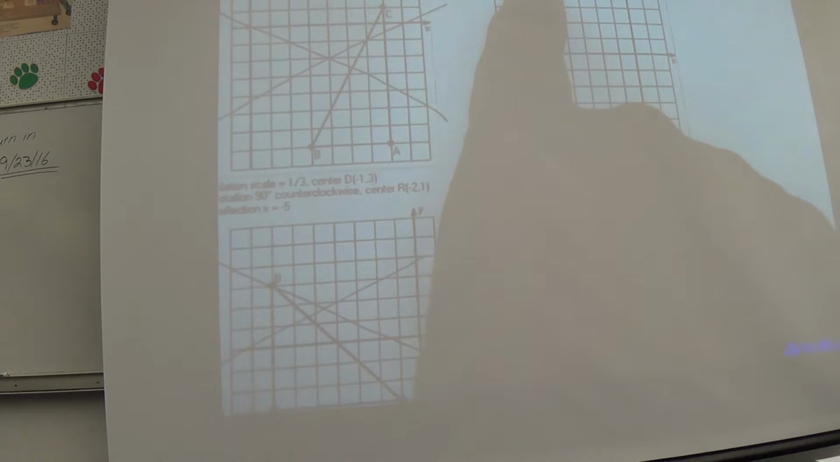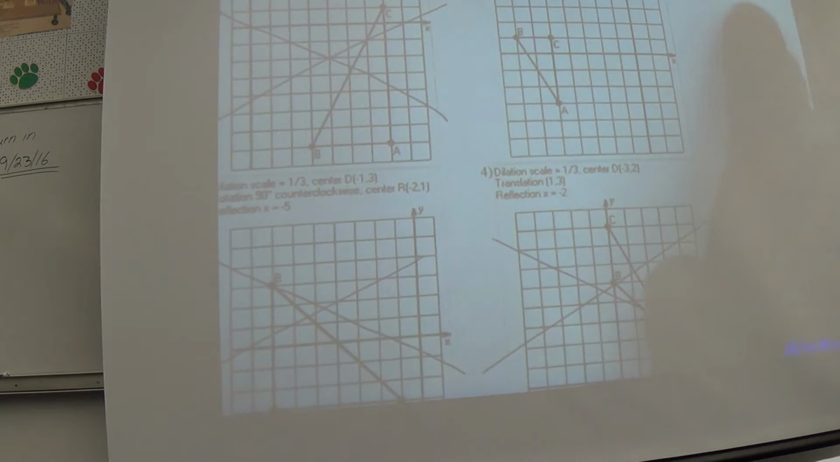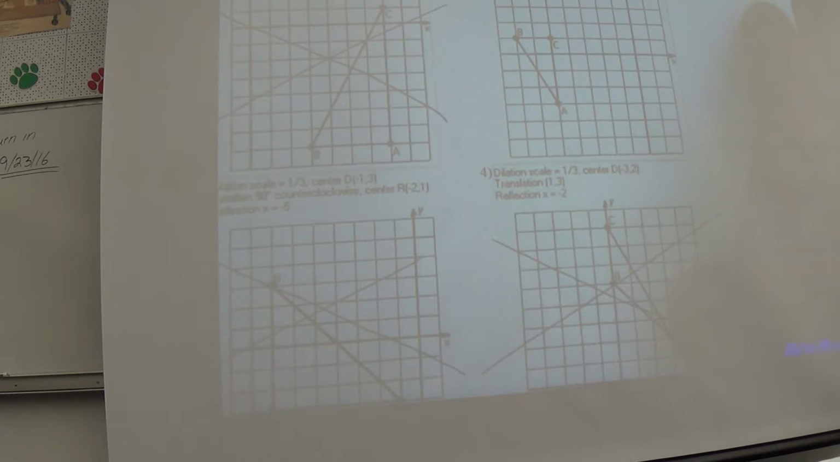So there's a prime figure, a double prime figure, and a triple prime figure. When you get to that last prime figure, those are the coordinates I want you to write off to the side. I want you to write off to the side the coordinates for that final result that you have.